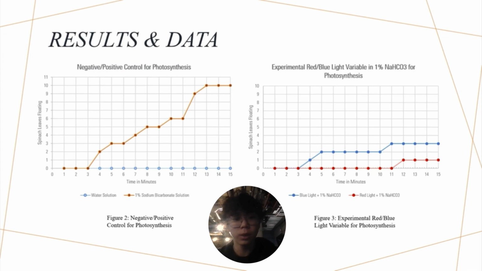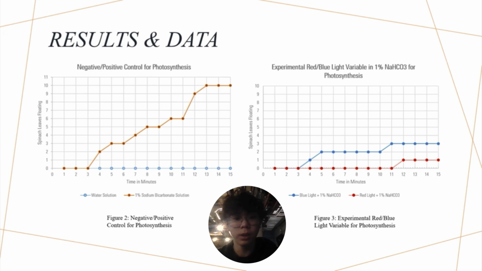Our results for Figure 2 were expected as they properly illustrate the negative control for water solution and a positive control for the 1% sodium bicarbonate solution. It is clearly shown that at minute 13 and minute 15, all spinach leaves have floated to the top. As for the water, not a single spinach leaf was found floating at the end of the 15-minute experiment.